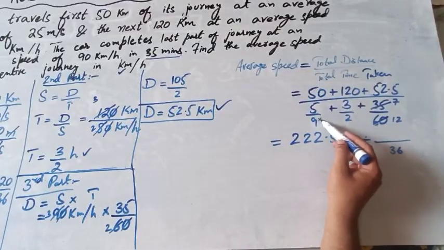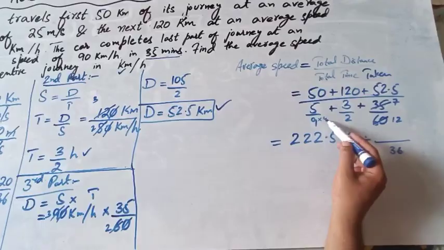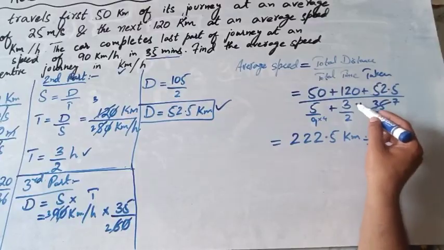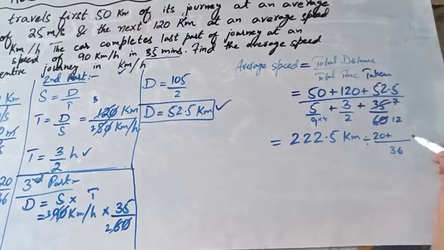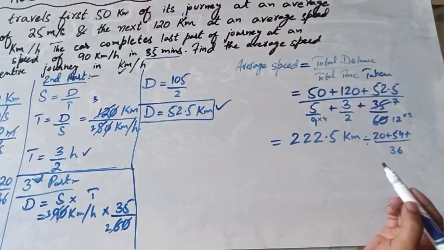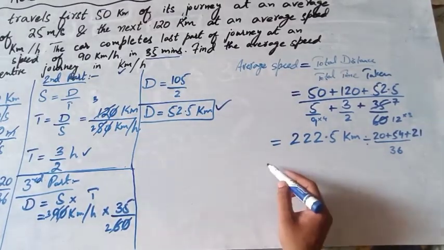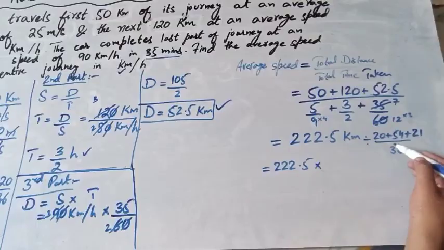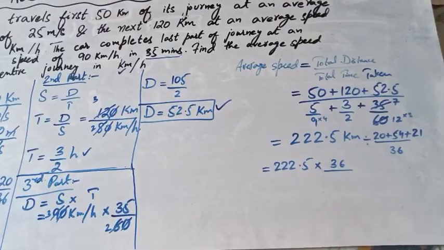So 9 times 4 is 36, so 5 4s are 20. We will write 20 in the numerator plus 2 times 18, so this will also be multiplied. 3 times 18 will be 54, plus, and 12 times 3 is 36, so 7 times 3 is 21. So now we will further simplify them. 222.5, this will be reciprocal, multiplied by 36 will come in the numerator, and we will add all these values. After adding, this will give, let's add all these values.